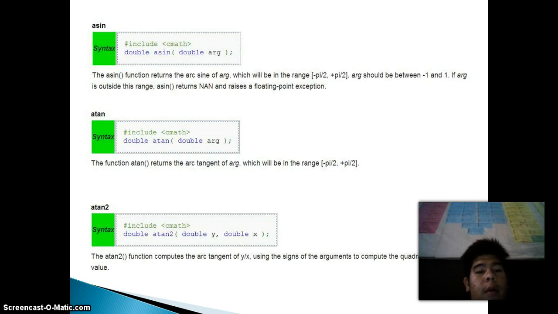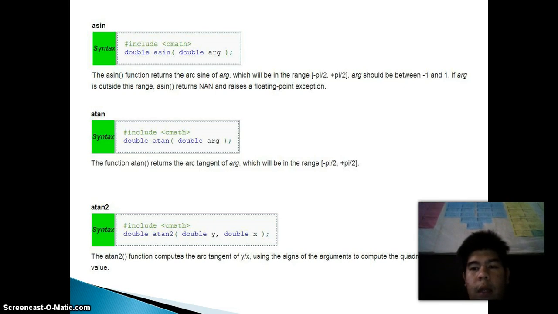The arc sine returns the arc sine of ARG, which will be in the range -pi/2 to +pi/2. It should be between -1 and 1. If it's outside this range, it returns NaN and raises the floating point exception. This is the syntax of the arc sine.